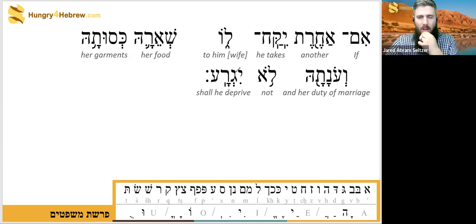Lo yigra. Okay. Im acheret yikach lo she'erah ksutah ve'onatah lo yigra. Im, if, acheret, another, yikach. We have a missing lamed right here from the root lakach. If he will or should take, lo, for himself, acheret, another.